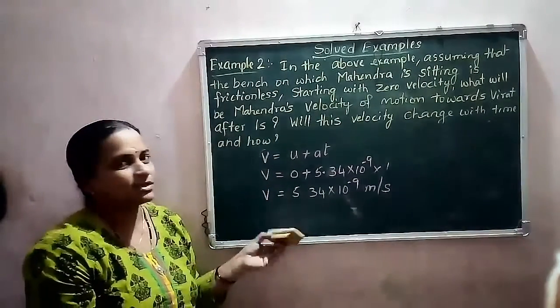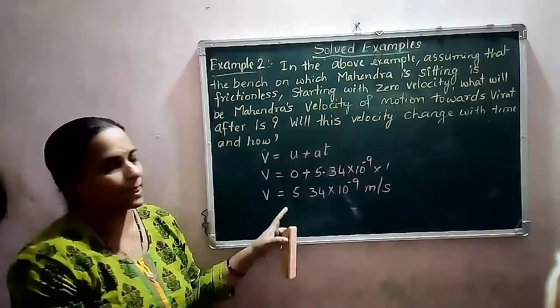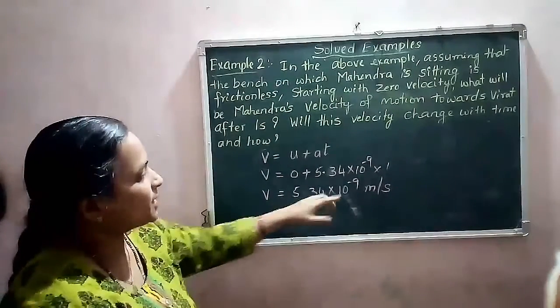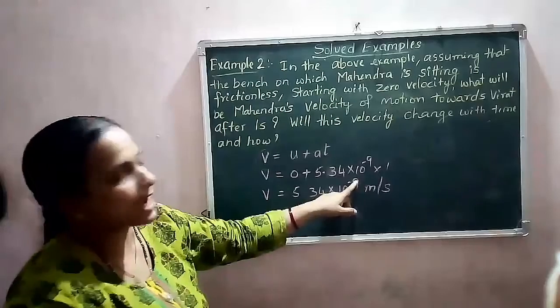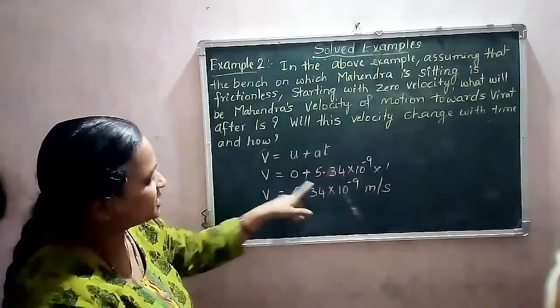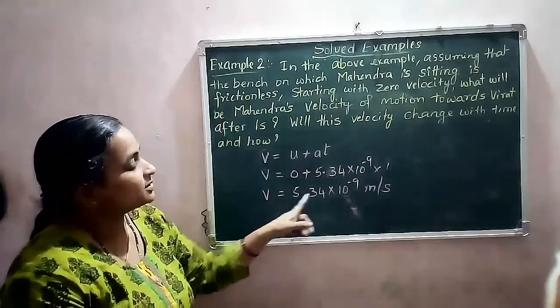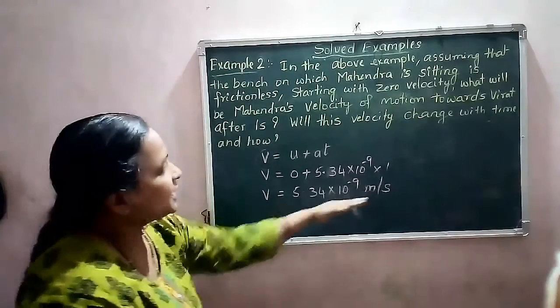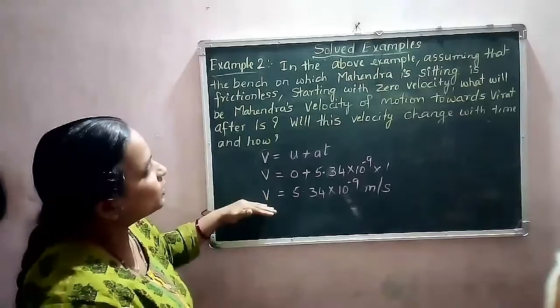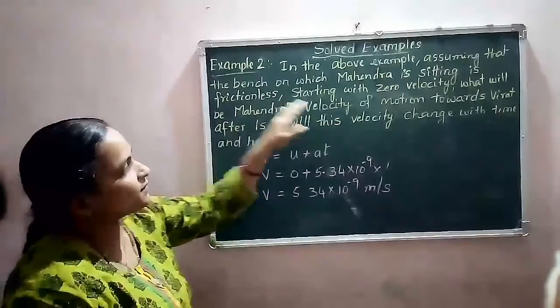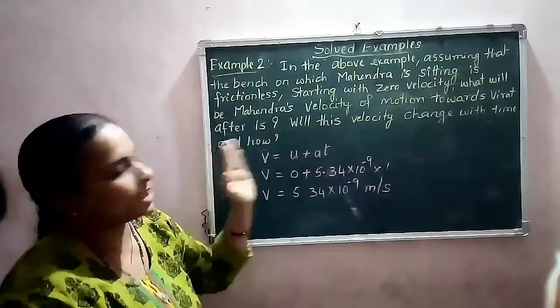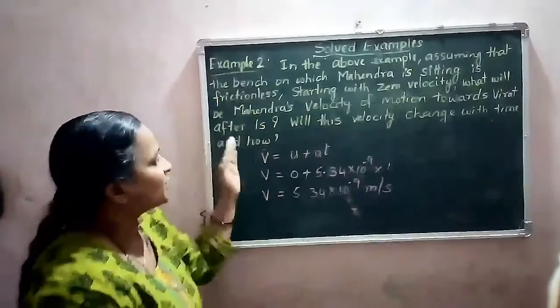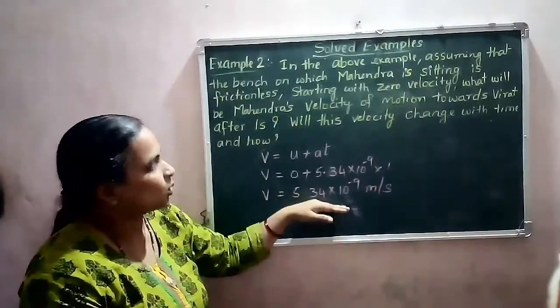This velocity is very low because of 10 power minus 9. So this term is divided by 10 power 9. So Mahendra's velocity of motion towards Virat after 1 second is very low.